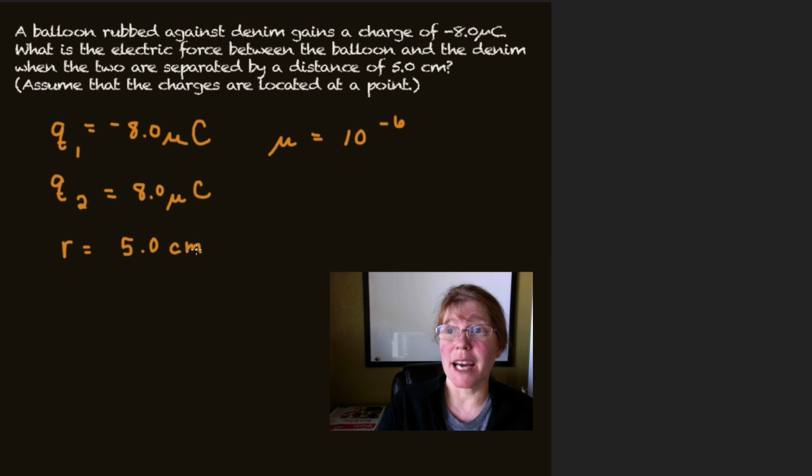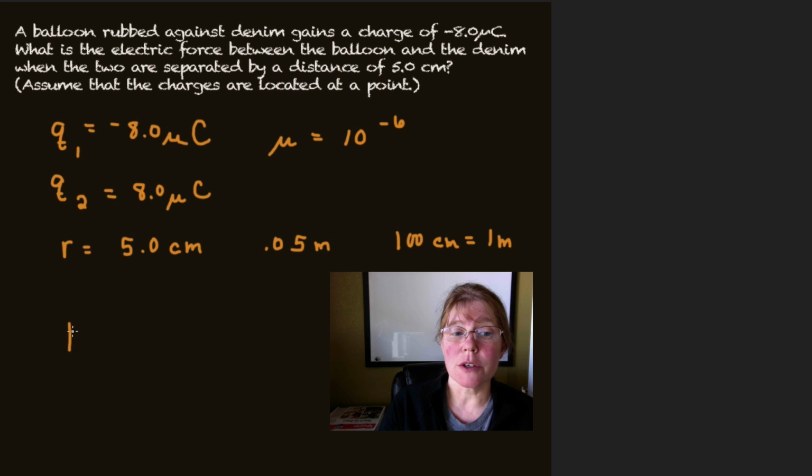Now remember that we have to keep our units matching, so we want to make sure that we have 5 meters, and we're going to convert that because we remember there are 100 centimeters in 1 meter, so we just divide 5 by 100 and that gives us 0.05.